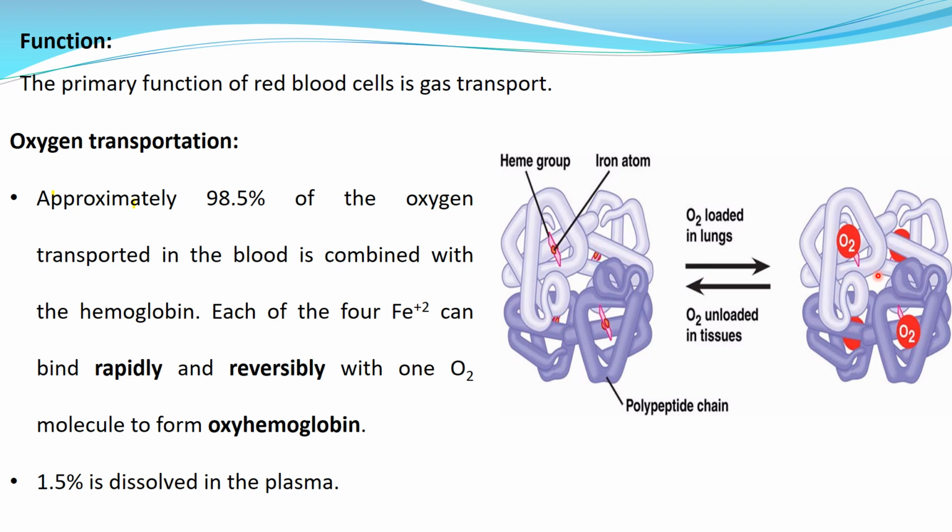And they can be used to form energy. As we mentioned earlier, about 98.5% of the oxygen is transported through the hemoglobin in the form of oxyhemoglobin. About 1.5% can be transported as a dissolved form in plasma. So only a small amount of oxygen is transported through the plasma, while the vast majority is transported in the form of oxyhemoglobin.